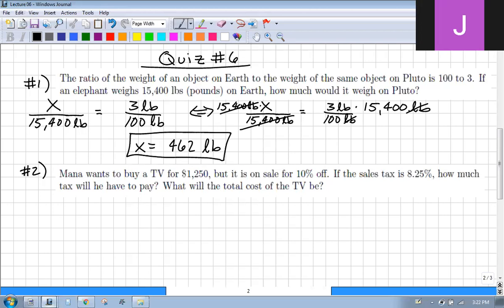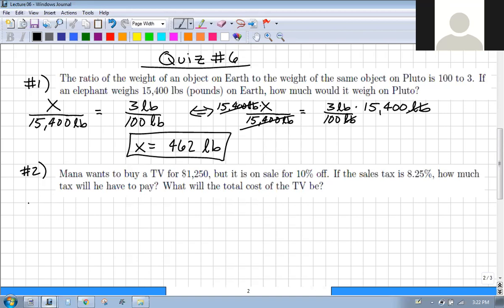All right, Mono wants to buy a TV for 1,250 bucks, but it's on sale for 10% off. The sales tax is 8.25%. How much tax will he have to pay, and what is the total cost?